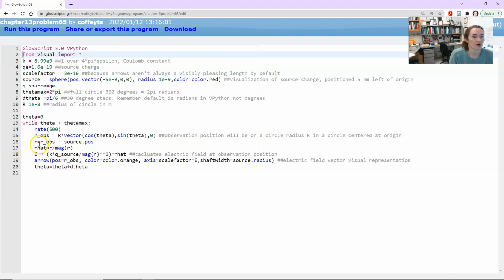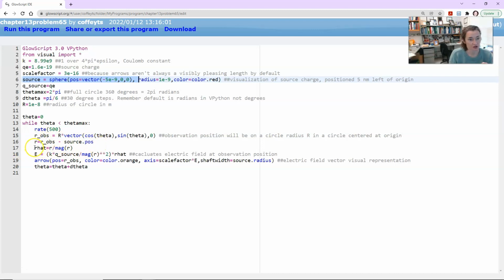All right, so my vector in my electric field, remember that the electric field is kq over r squared times r hat. Here r is the vector that points from the source to the observation location. So I have to define my vector r that's going to plug into my electric field equation, and r is r obs minus source dot pos. Remember that I defined my source with a sphere here, and my position attribute for my sphere is a vector of minus 5 nanometers, 0, 0. So that's what happens here. It goes through and it takes the observation location, subtracts off the source to get that value of r.